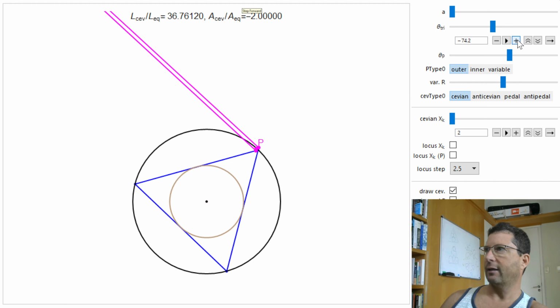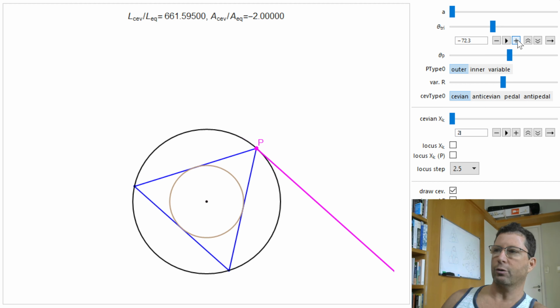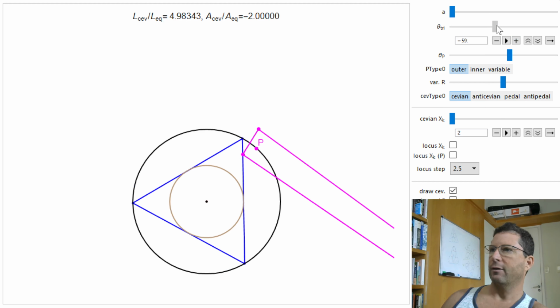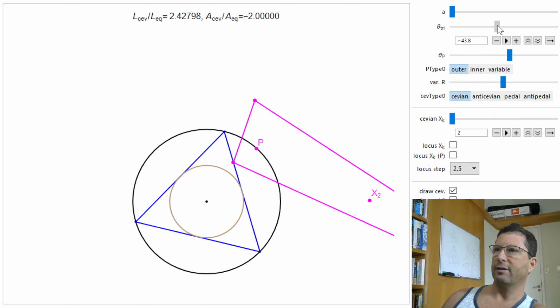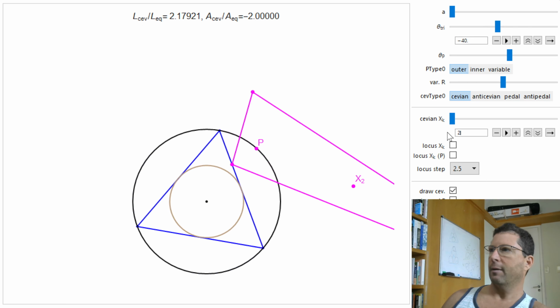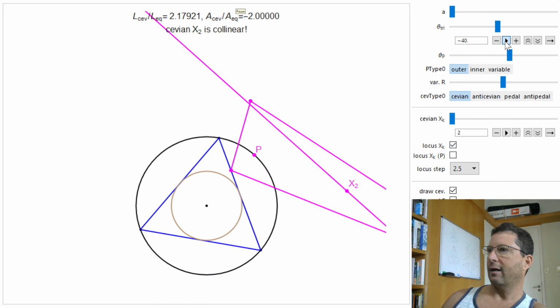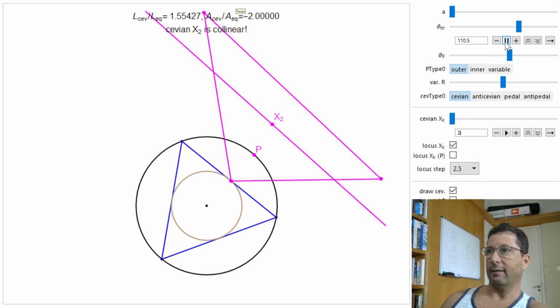And in fact, if you keep pushing this, it's going to turn into an infinite line when that vertex is exactly on P. And then once that's passed, it goes to the other side. Okay? So it goes to the other side. So we have this inversion going on here of the cevian as one of the vertices passes through P. But the interesting thing is that the locus of X2 is nonetheless a line.